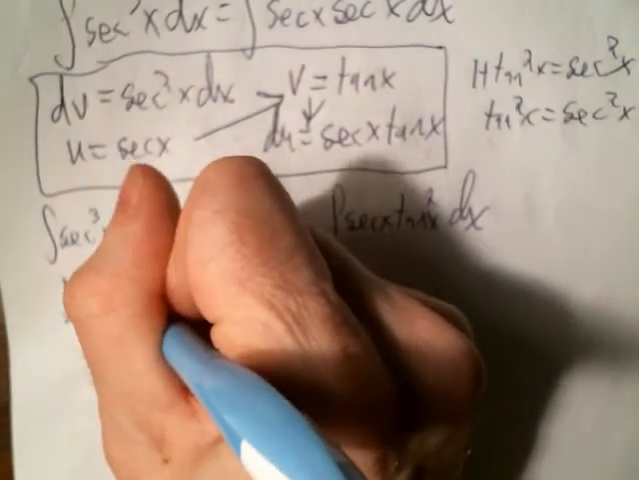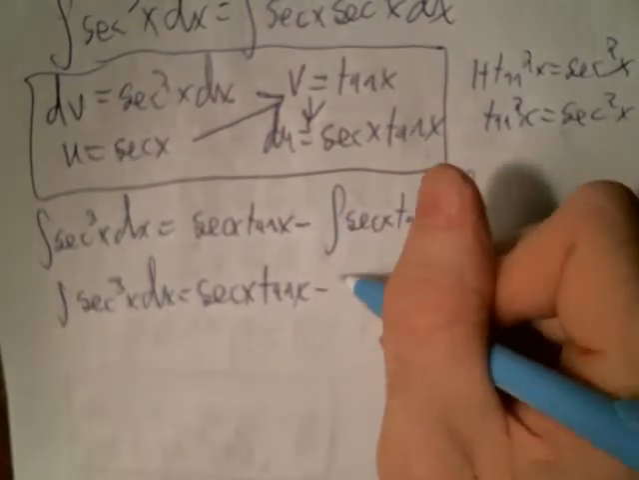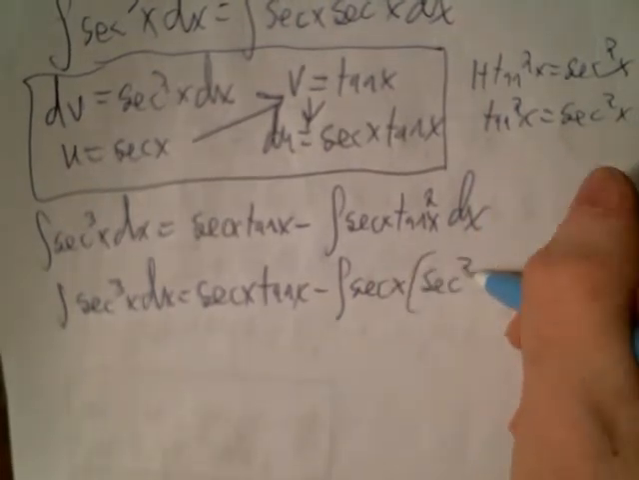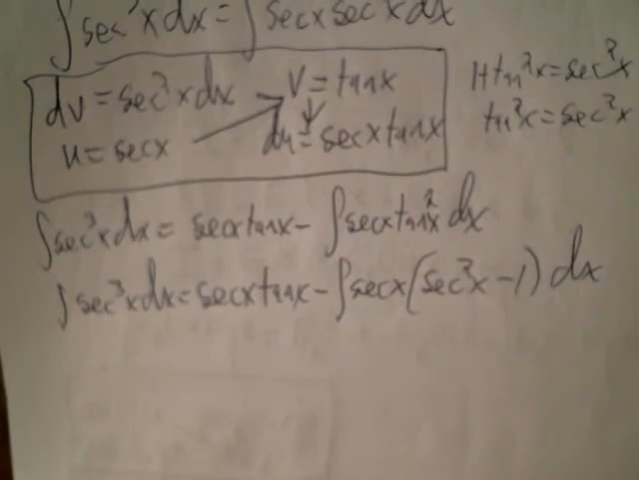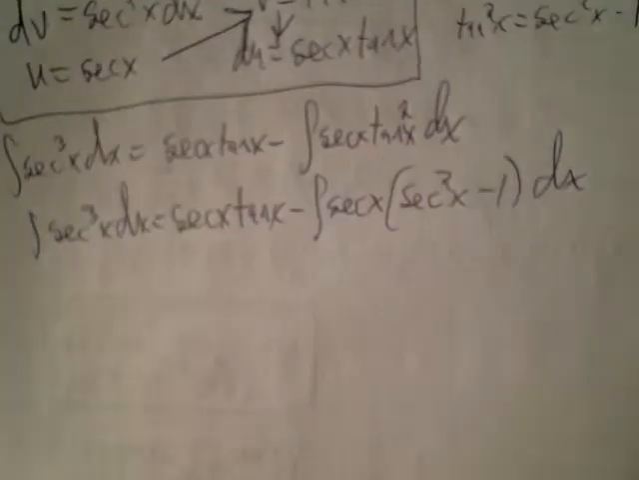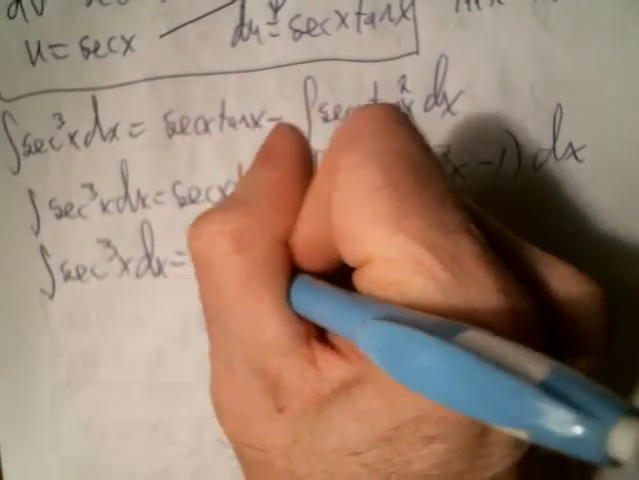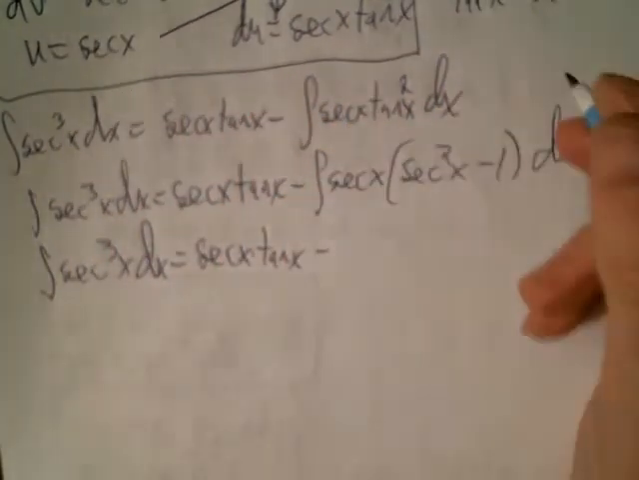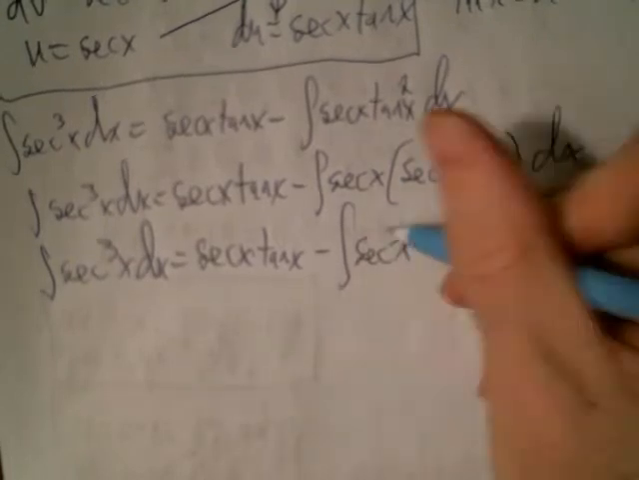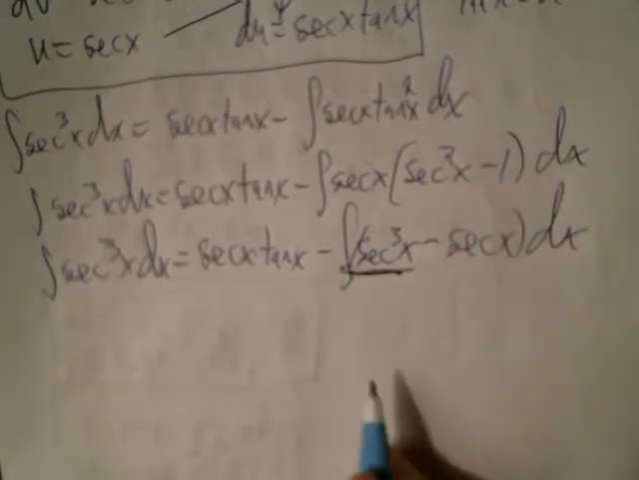Okay. So this relation will be secant cubed x dx equals secant x tan x minus the integral of secant x times secant squared x minus 1 dx. If you distribute the secant x, you kind of see, oh, I got back to where I started. This is a looper, right? So it's the integral of secant cubed x dx equals secant x tan x minus the integral of secant cubed x minus secant x dx, and it's right there, right? I got back to where I started.